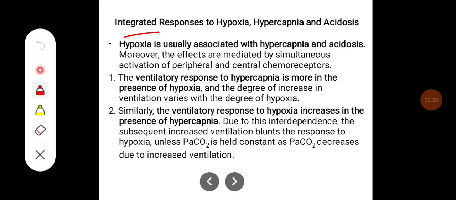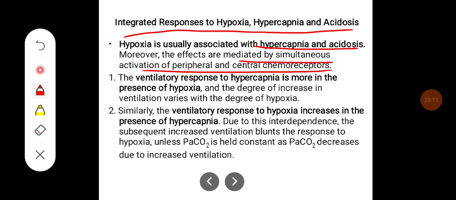The integrated responses of hypoxia, hypercapnia, and acidosis. Hypoxia is usually associated with hypercapnia and acidosis. Moreover, the effects are mediated by simultaneous activation of peripheral and central chemoreceptors. The ventilatory response to hypercapnia is greater in the presence of hypoxia, and the degree of increase in the ventilation varies with the degree of hypoxia. Similarly, the ventilatory response to hypoxia increases in the presence of hypercapnia.